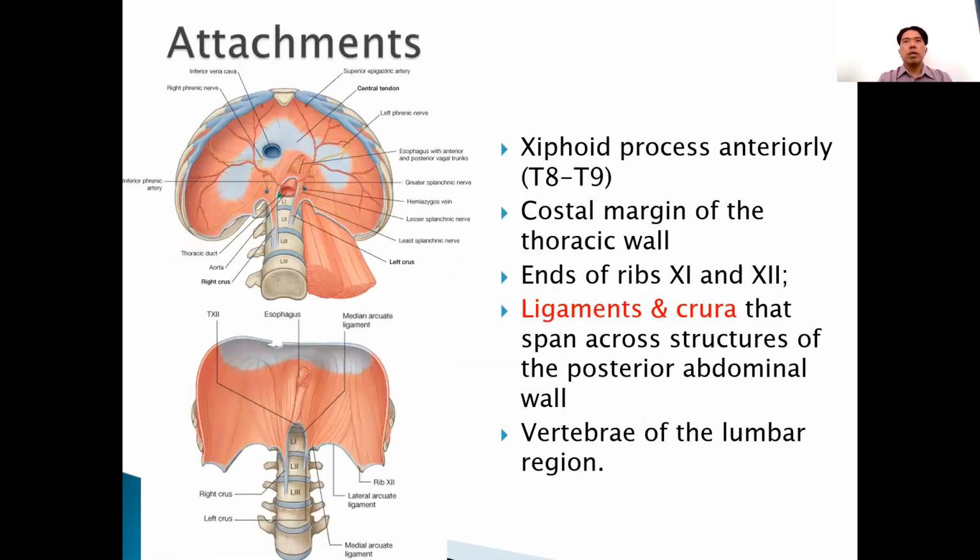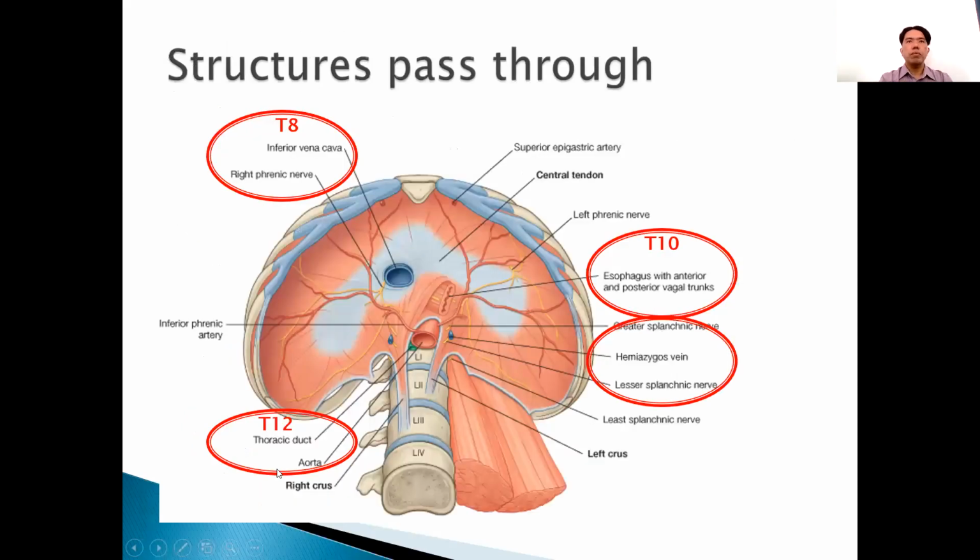The attachments would include the xiphoid process anteriorly, T8 to T9, anterior. You have your costal margins of the thoracic wall. You have the inferior margin would include the ends of rib 11 and rib 12. And the insertion would be, as again mentioned, the crux of the left would be at L2 and L3 for the right crux, the vertebra of the lumbar region.